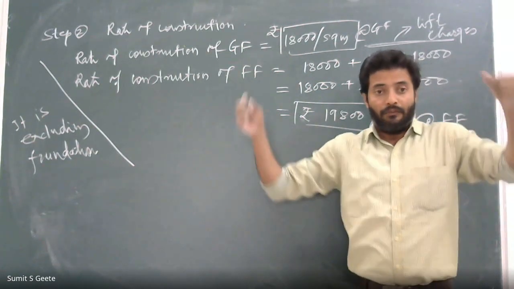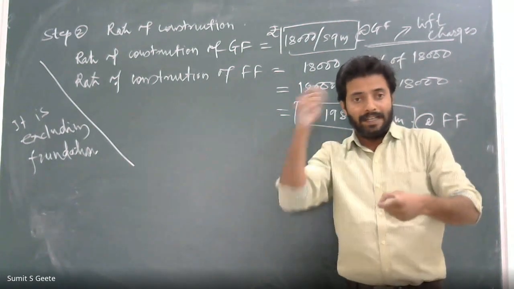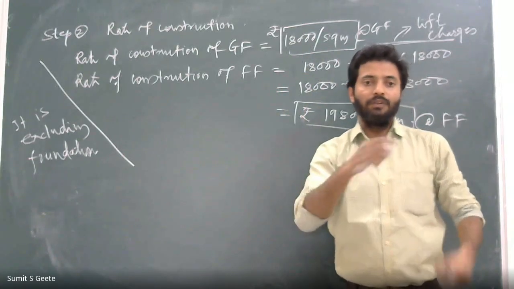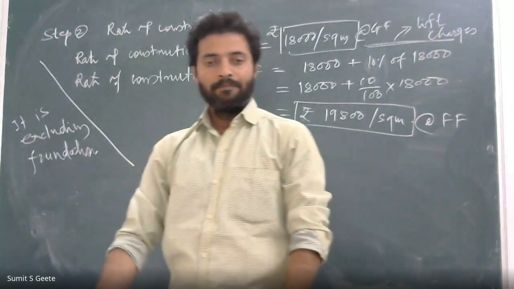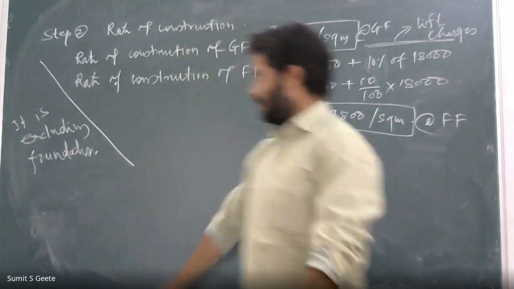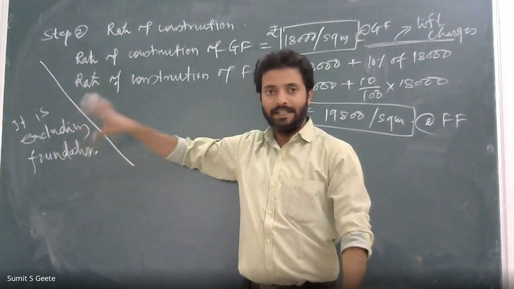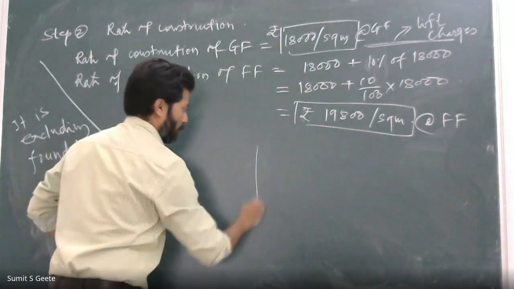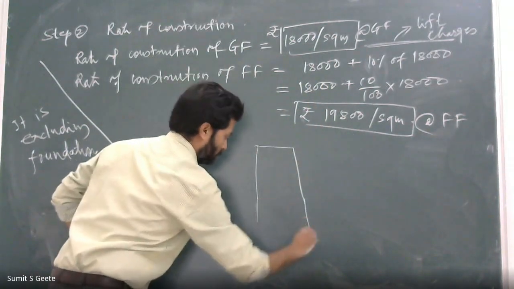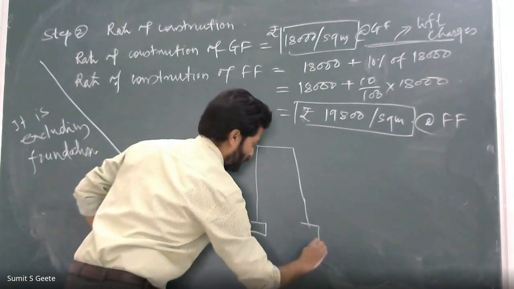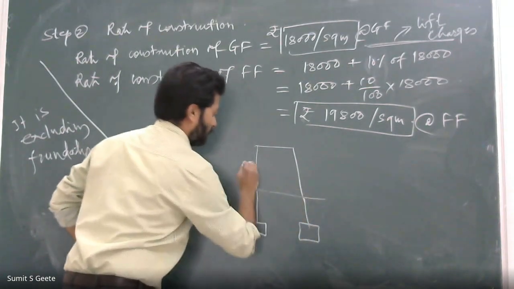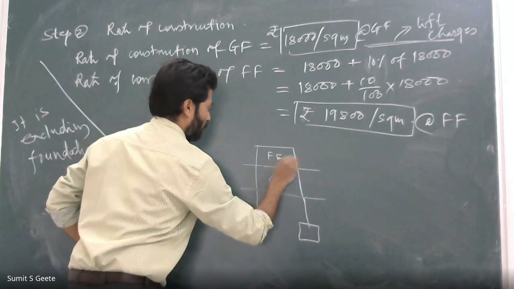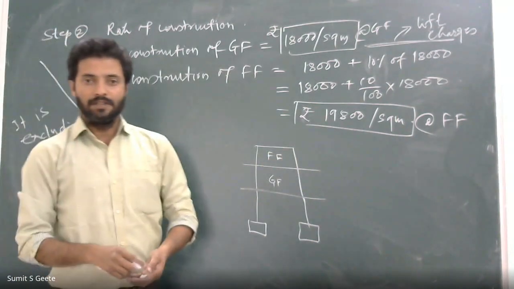It means that when we are going to do the estimate, at that time it is necessary for us to add on what? Foundation cost. Is it okay? So this statement is essential, that it is excluding foundation cost. Now, in case of your building, this is foundation, this is ground floor, this is first floor.